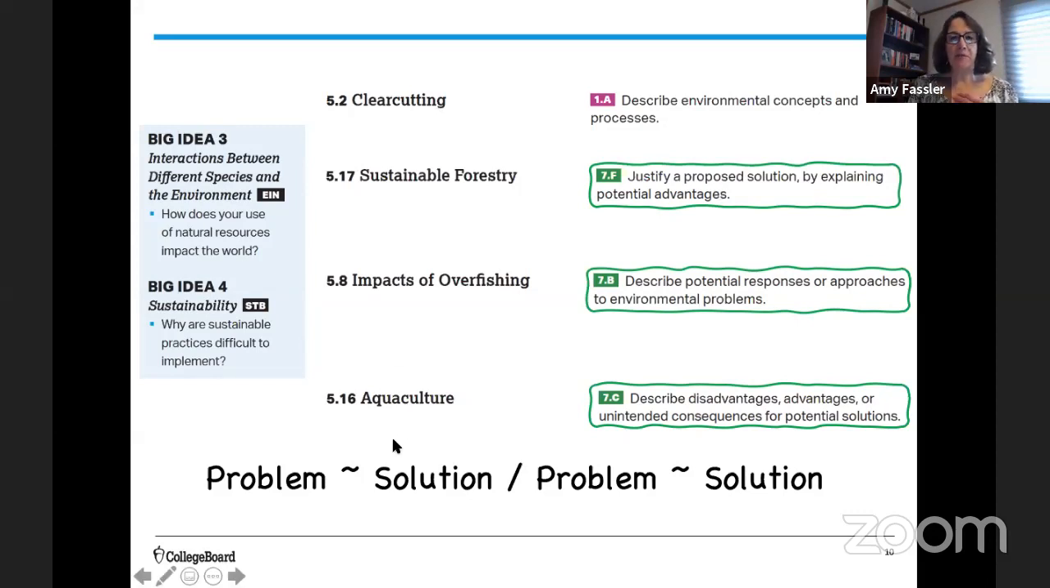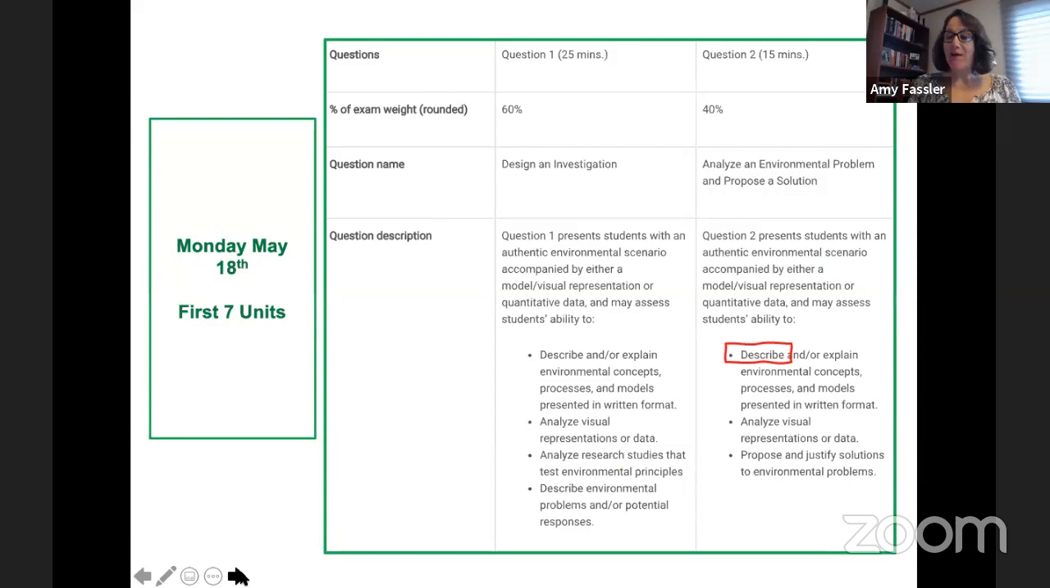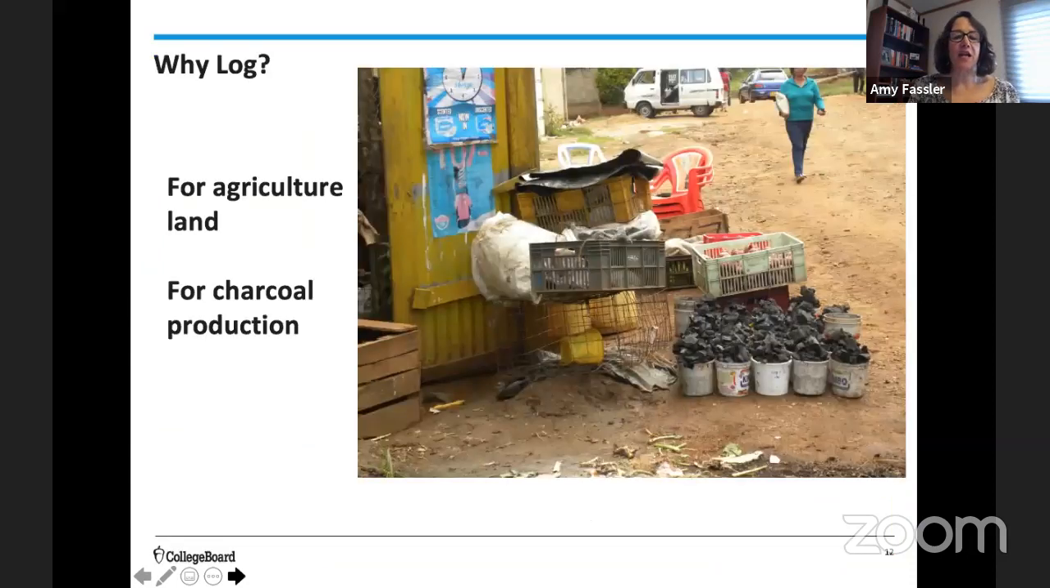And maybe it might be picking one solution. Are you going to go with IPM or a different strategy? So let's dig in, and remember that we're really focusing on describing and justifying solutions. That's going to be our main focus today.